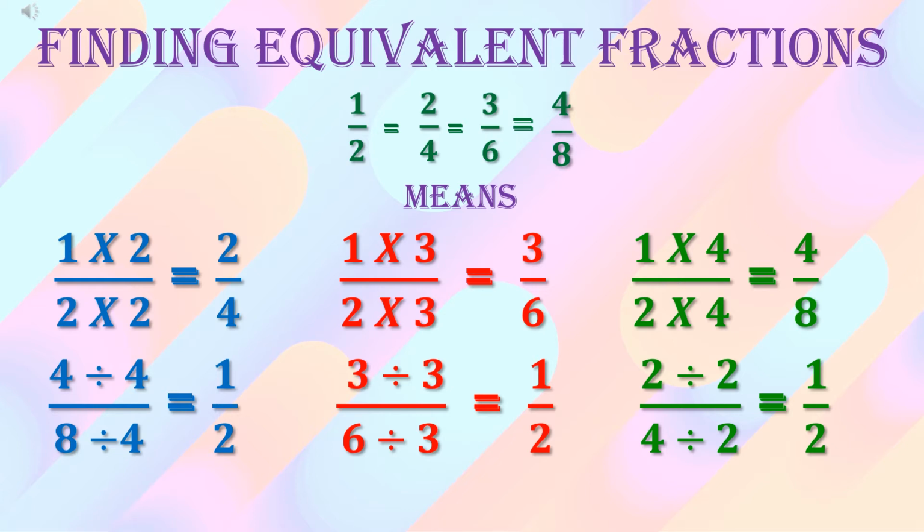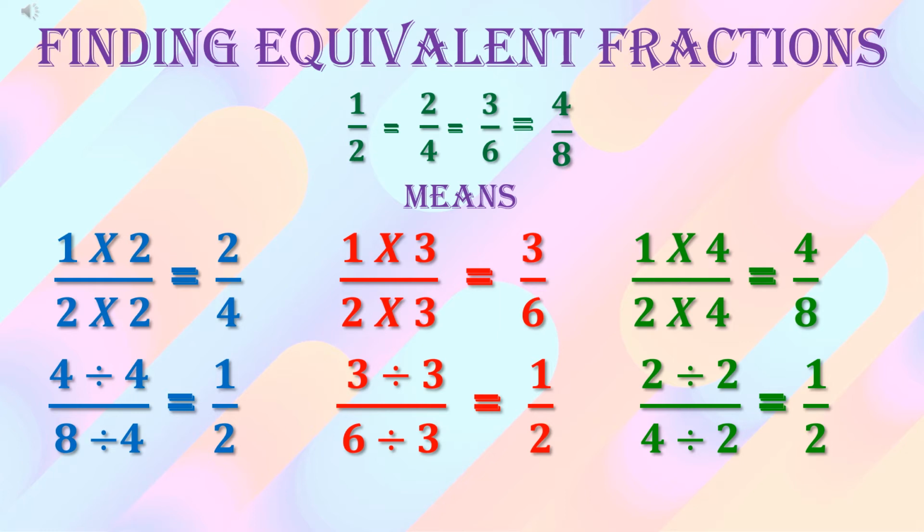Now let's take 3/6 and let's divide numerator and denominator both by 3. So 3 will be divided by 3, which will be equal to 1, and 6 will be divided by 3, which is equal to 2. So we will get the fraction 1/2 in result.